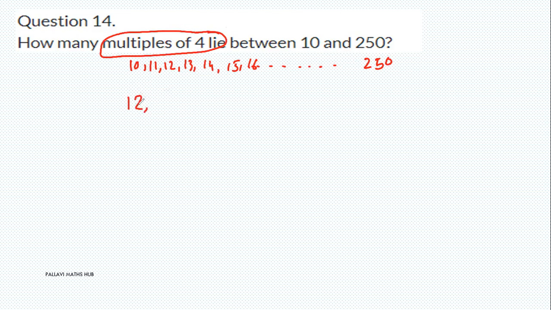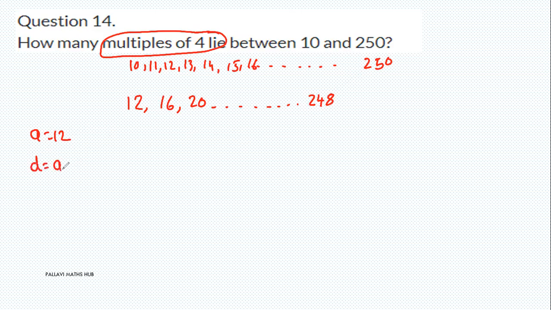4 3s are 12. So the first term is 12. Next, 4 4s are 16. 4 5s are 20. And so on, up to 250. Is 250 a multiple of 4? No. 249? No. 248? Yes, it is a multiple of 4. So write down A is equals to 12. Write all the given things. A is equals to 12.